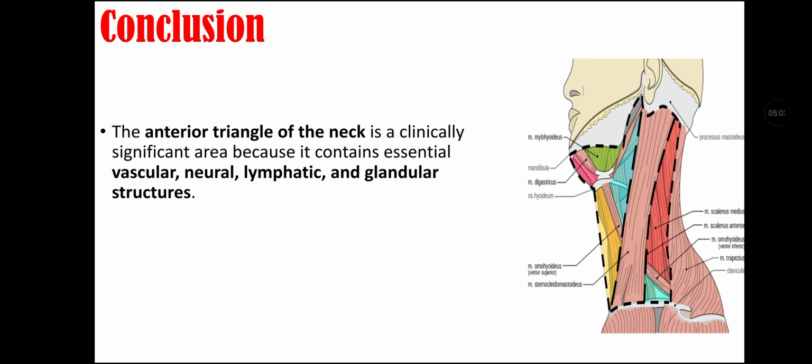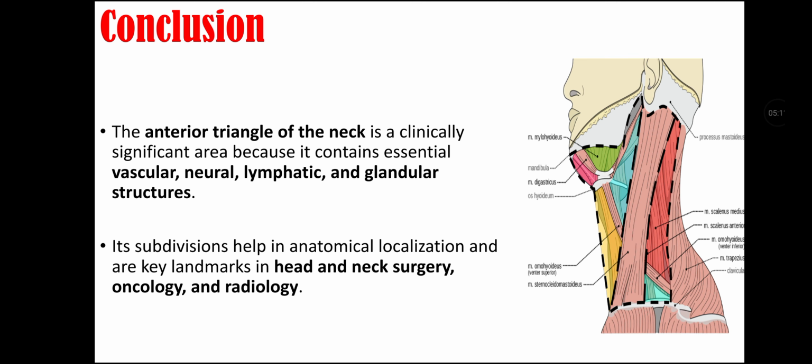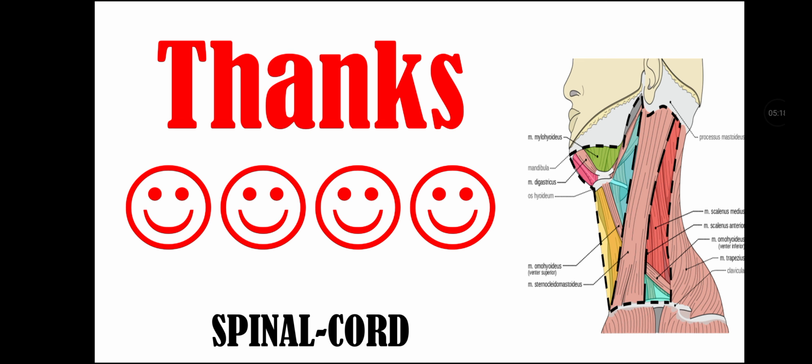Conclusion of this lecture video. The anterior triangle of the neck is a clinically significant area because it contains essential vascular, neural, lymphatic, and glandular structures. Its subdivisions help in anatomical localization and are key landmarks in head and neck surgery, oncology, and radiology. And this was all about the anterior triangle of the neck.